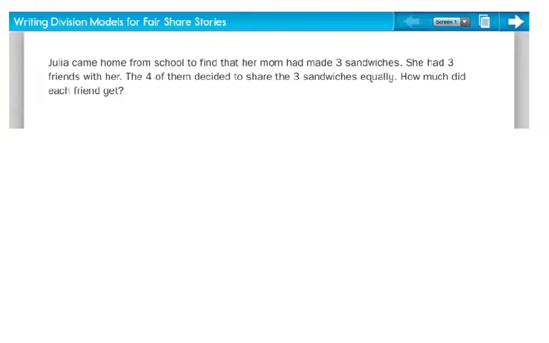All right, let's look at some writing division models for fair share stories. We always want things to be fair, right? You don't want your sister or brother to get a bigger piece of the cake or a bigger scoop of ice cream than you get.